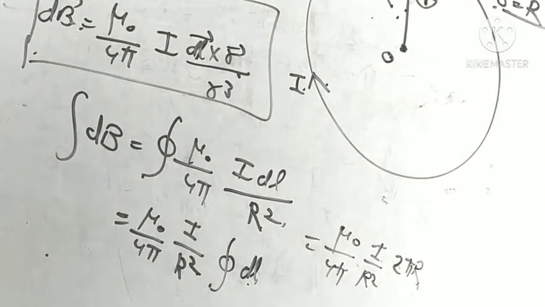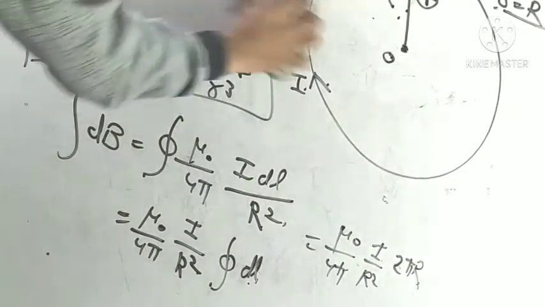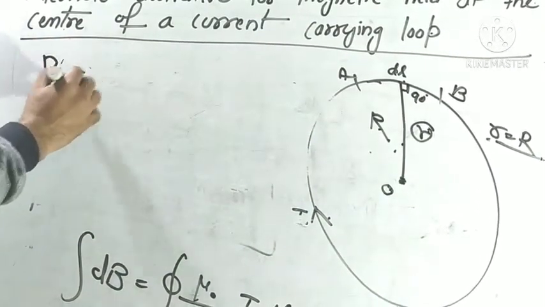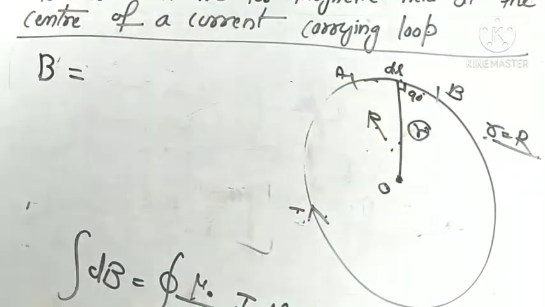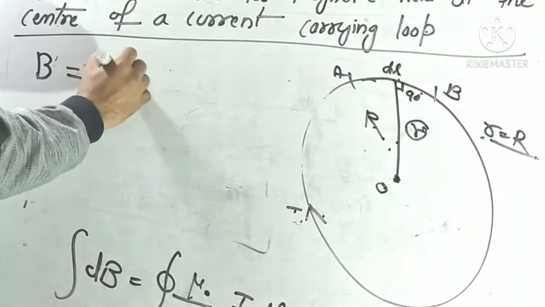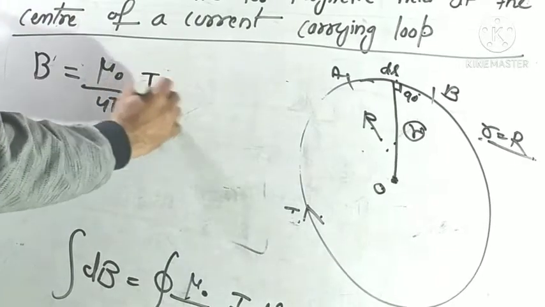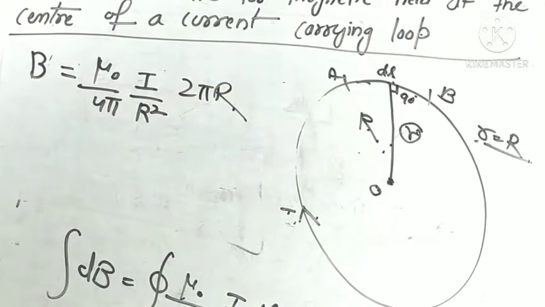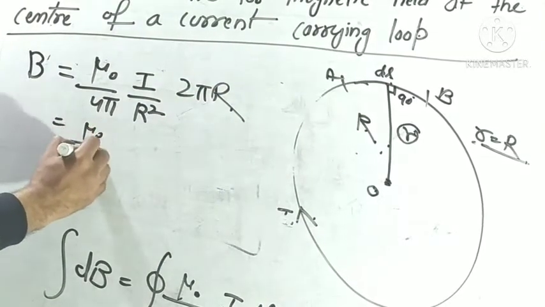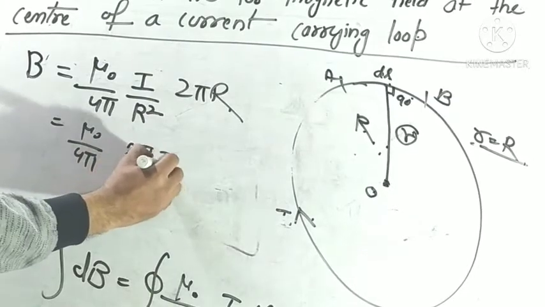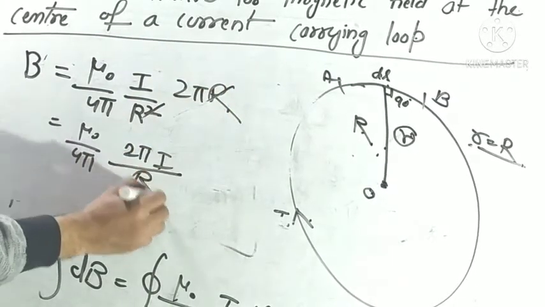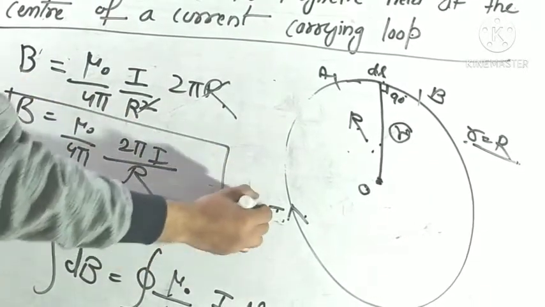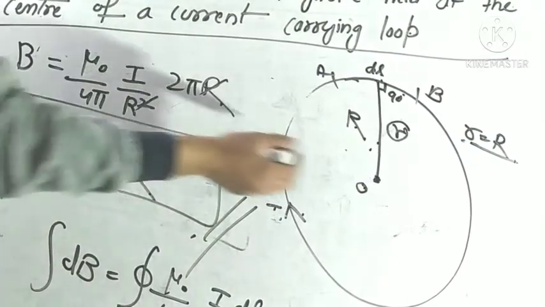Now we solve it. The magnetic field at point O due to this circular loop is B equal to mu naught upon 4 pi, I upon R square, 2 pi R. So we can write mu naught upon 4 pi, 2 pi I, and R and R cancel here, only R is left in the denominator. This is the final magnetic field at point O due to this circular loop.